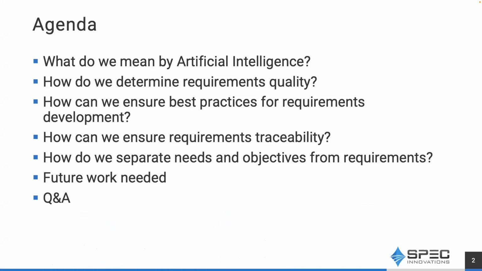So we're going to talk a little bit about what we mean by artificial intelligence, because I think there's a lot of confusion about what it is and isn't. And then talk about how to determine requirements quality, how we currently do it. And then talk about how we can also ensure best practices for requirements development, because there's some interesting work that's been done there. And then talk about traceability, because of course requirements traceability is one of the essential elements of what we want to be able to do.